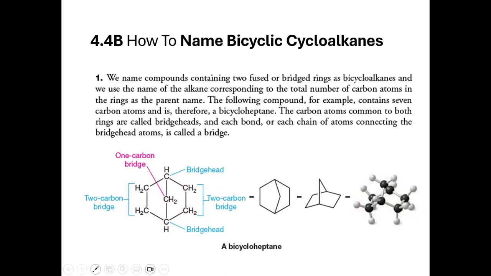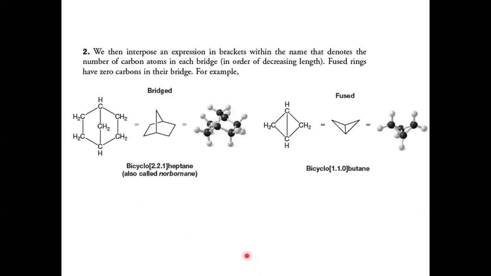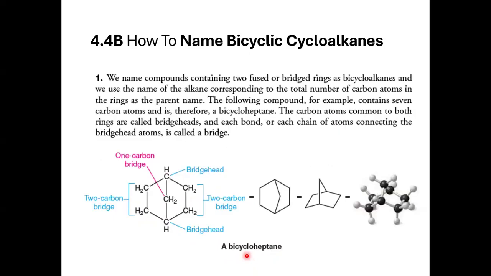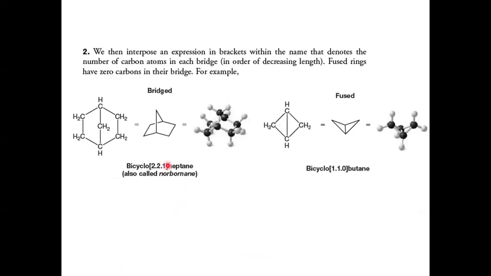So this one, the total number of carbons here is 6 plus this one is 7. So you call this one heptane, but there are 2 rings. You call this a bicycloheptane. So how do you name this one? Since it's a bicyclo, you have 2 rings. You call it bi for 2 rings, and then you call it cyclo. And because there are 7 carbons, you call it heptane. So bicycloheptane.